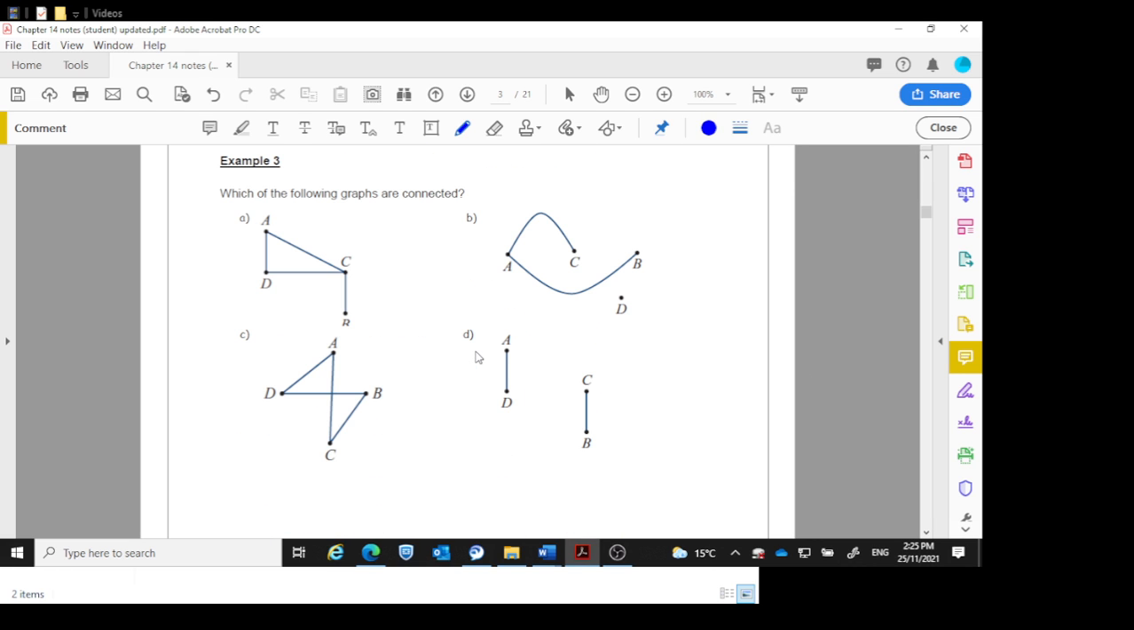Which of the following graphs are connected? Yes, this one is connected. I can get from A to anyone else and vice versa. D, not connected. Why? Because I cannot get to vertex D. Part C, yes, connected. And part D is not connected. I cannot get from A to D, or from C to D.